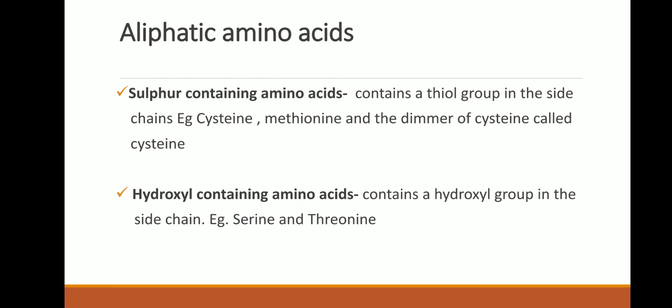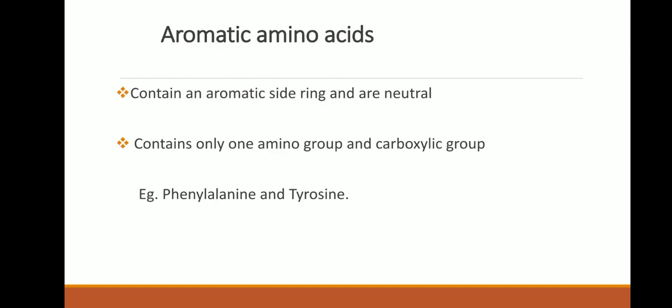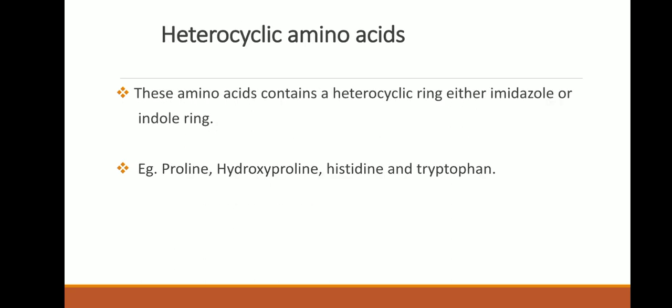These are neutral because these aromatic amino acids contain one amino group and one carboxylic group. Example, phenylalanine and tyrosine. Okay, then aromatic amino acids contain an aromatic side ring and are neutral. It contains only one amino group and one carboxylic group. Examples, phenylalanine and tyrosine. And the last type of amino acid is heterocyclic amino acids.